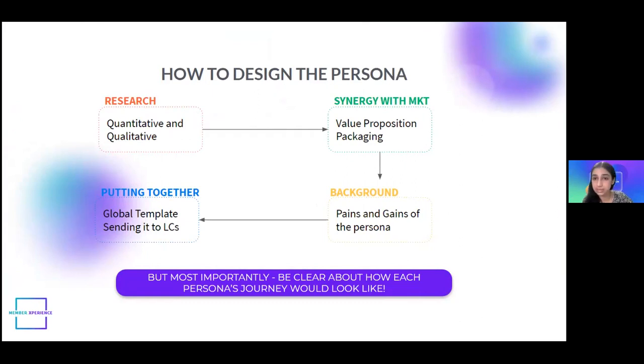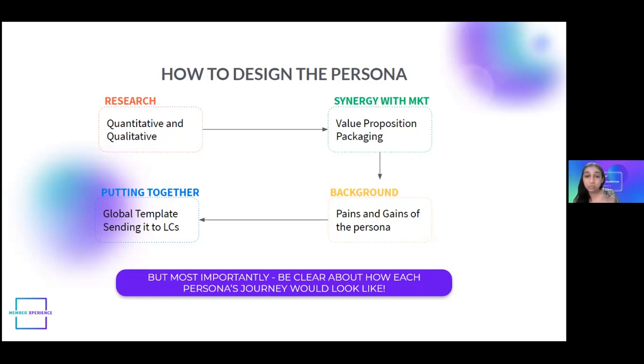Secondly, synergy with marketing. That will help you understand how to promote that brand and value proposition during brand attraction and how to attract the personas towards your entity. Third is you doing the background check. While we are sitting here in this phase, or when we are in the RFS, understanding persona design, we are basically understanding the background of each persona and how each persona works, right? We are not learning how to make a persona. We're just understanding the backgrounds. And finally, we understand how to put everything together, which is having a global template, or a template which you have created for your entity for each persona, and then send it out to LCs to recruit people.